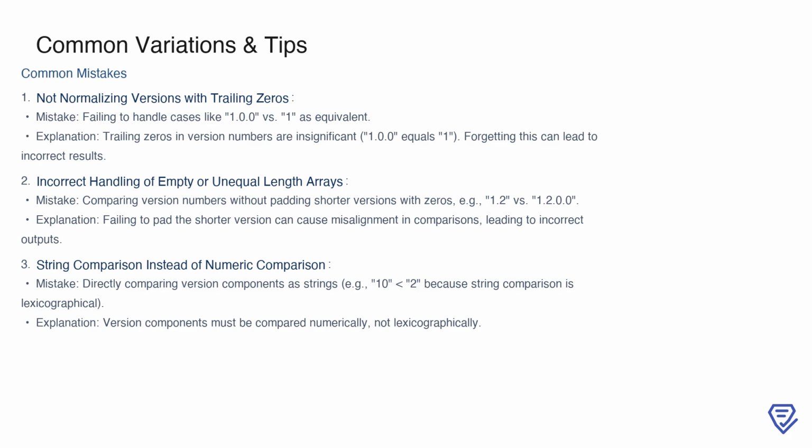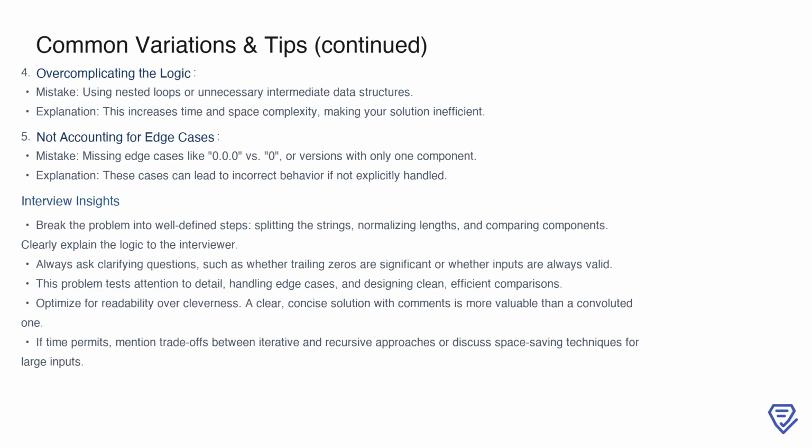Another mistake is using string comparison instead of numeric comparison for version components. This is problematic because strings are compared lexicographically, so 10 would incorrectly appear smaller than 2. To ensure correct results, always compare these components as numbers rather than strings. Now, overcomplicating the logic is another frequent issue. Solutions that involve nested loops or unnecessary intermediate data structures can increase both time and space complexity, making the code less efficient and harder to understand.